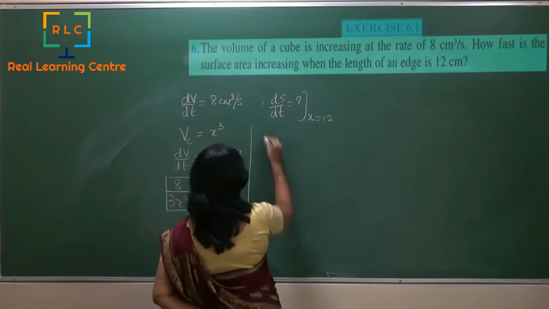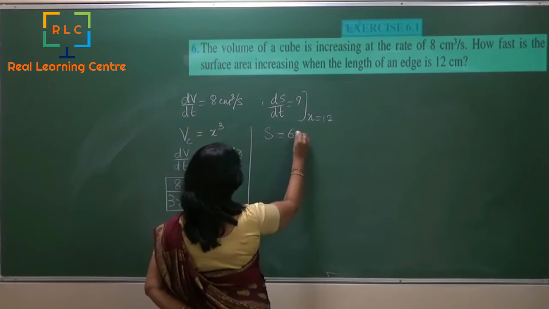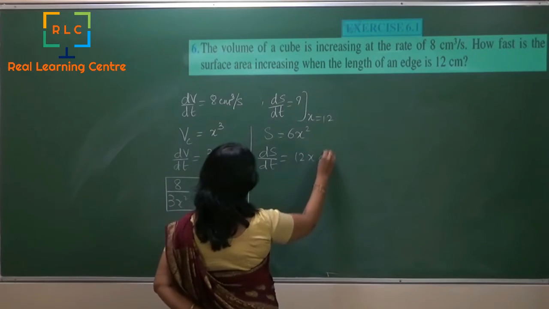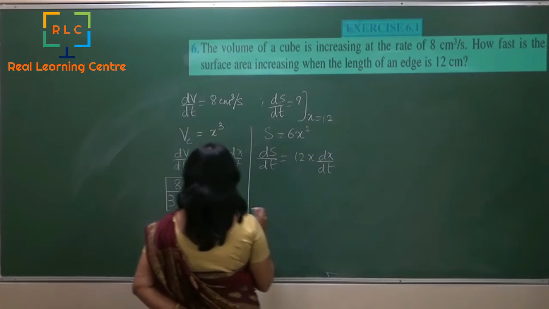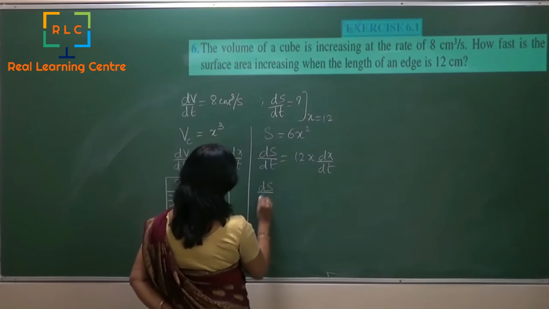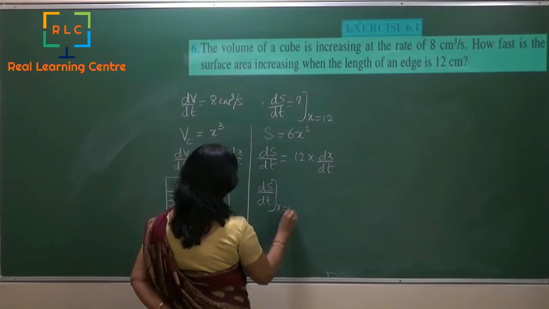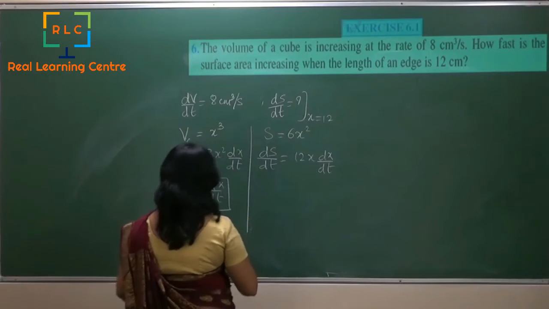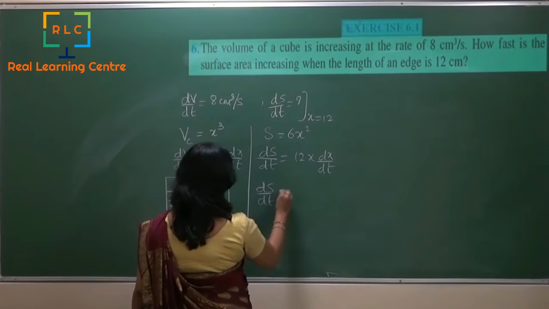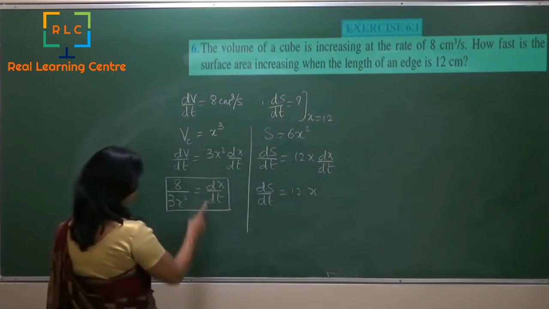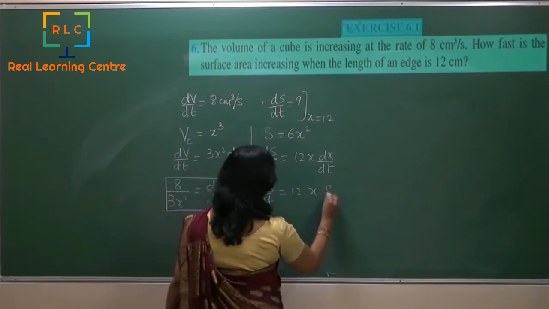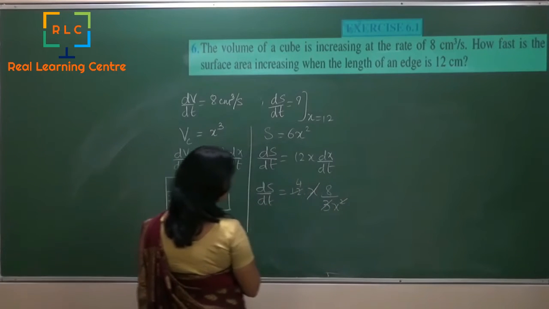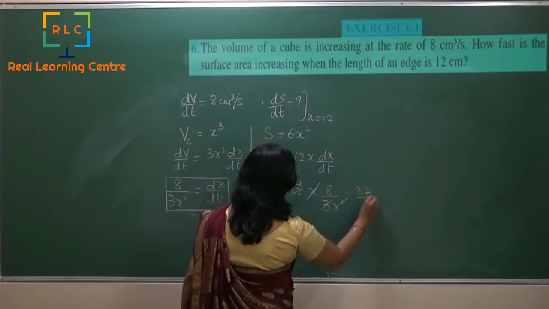Now let us start with the surface area of the cube. Surface area is equal to 6x square. Differentiating, dS by dt is equal to 12x into dx by dt. So dS by dt at x equal to 12. Oh, once again I made a mistake. I want to substitute this dx by dt. So dS by dt is equal to 12 into x into 8 by 3x square. One x got cancelled. 3 ones are 3, 4 threes are also... So I have got 32 divided by x.